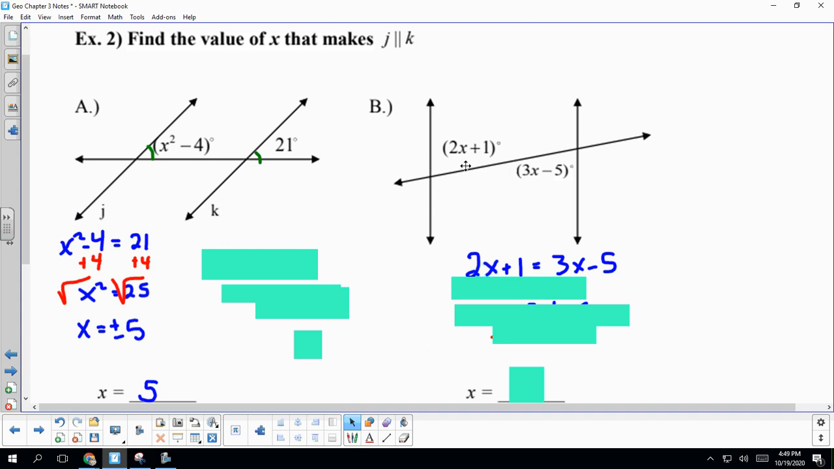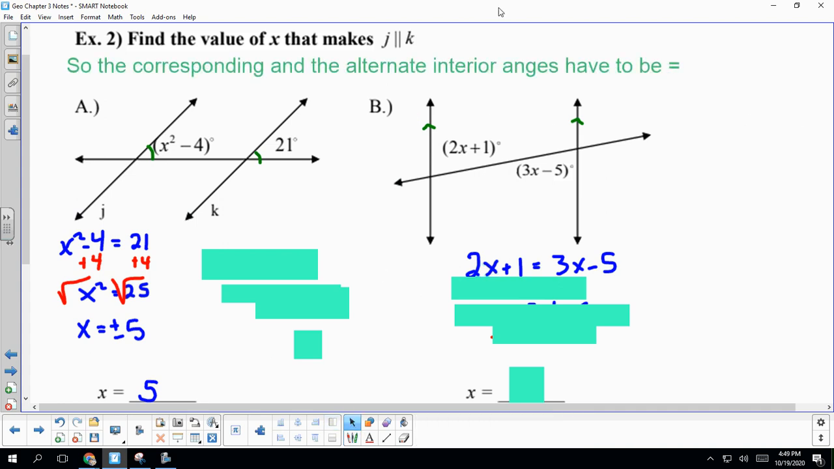All right, the next one. If j is parallel to k, so that would be this guy and this guy, then the corresponding and the alternate interior angles have to be equal to each other. So we have this angle here and this angle here. Alternate interior angles have to be congruent. And that's the interior, and it's on different sides.